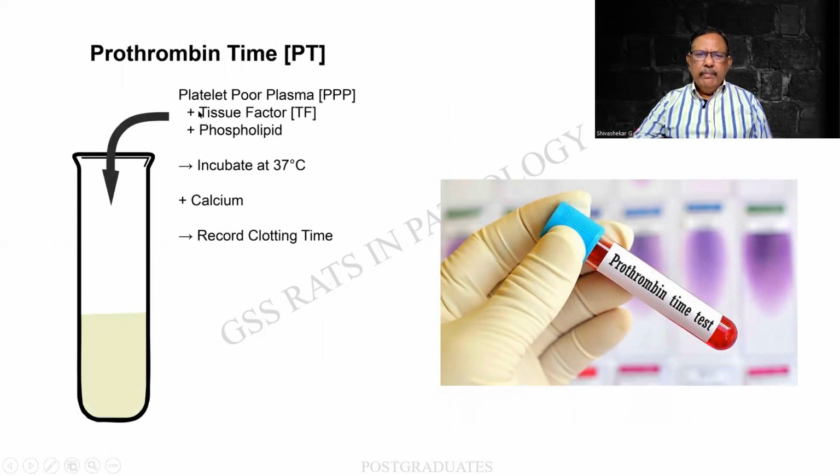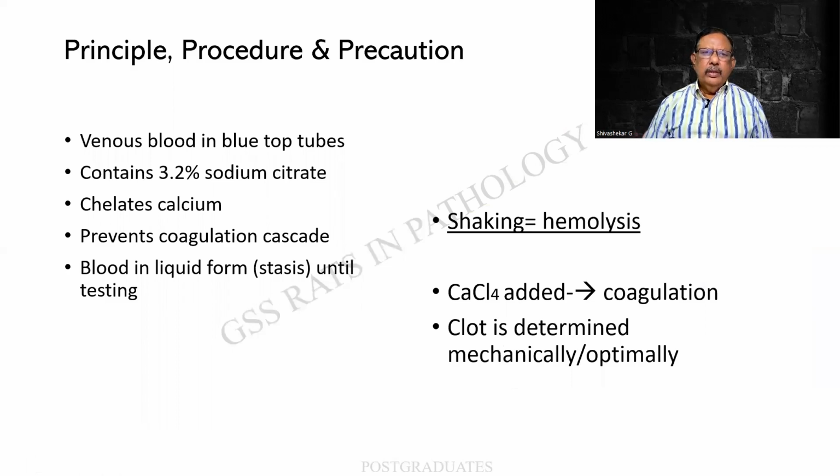The prothrombin time is actually done on a platelet poor plasma, to which is added the tissue factor and the phospholipid. It contains this, and is incubated at a temperature of 37 degrees centigrade. Calcium is added and the clotting time is recorded. So very simple steps. I think you can remember it. In fact, you would have been doing it yourself. Principle, procedure, precaution.